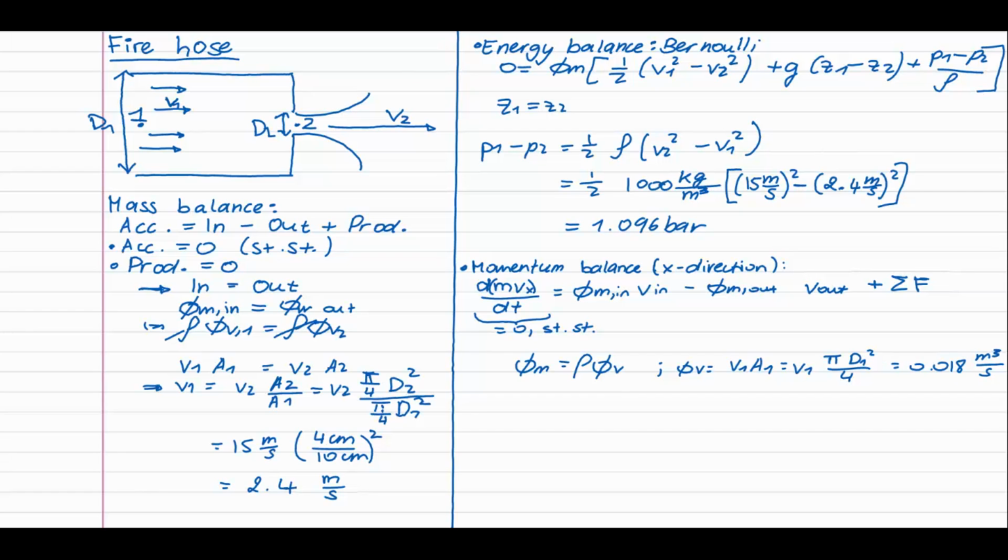The forces that play a role here are the pressure that the flow applies on the cross-sectional area and the force that the opening, the flange, exercises on the water. So the sum of all forces is the pressure times the area at point 1 minus the pressure times the area at point 2 plus the force that the flange exerts on the water in the x direction.